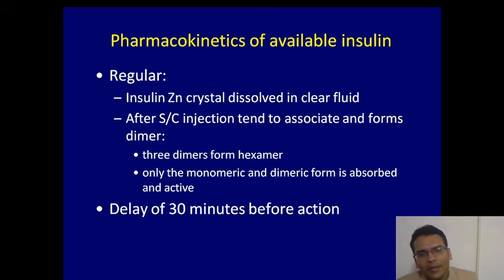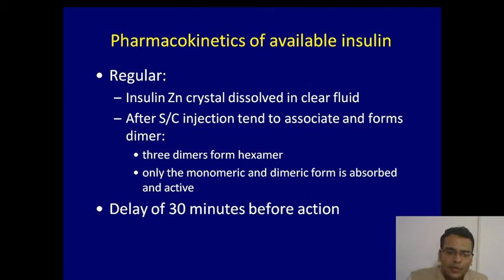So the regular insulin is in form of insulin zinc crystals which are dissolved in a clear fluid, and after subcutaneous injection it tends to associate and form a dimer, and 3 dimers then subsequently form the hexamer. So it exists in the hexamer form. However, it is only the monomeric and dimeric form which is absorbed and active, and you have a delay of 30 minutes before action of regular insulin.